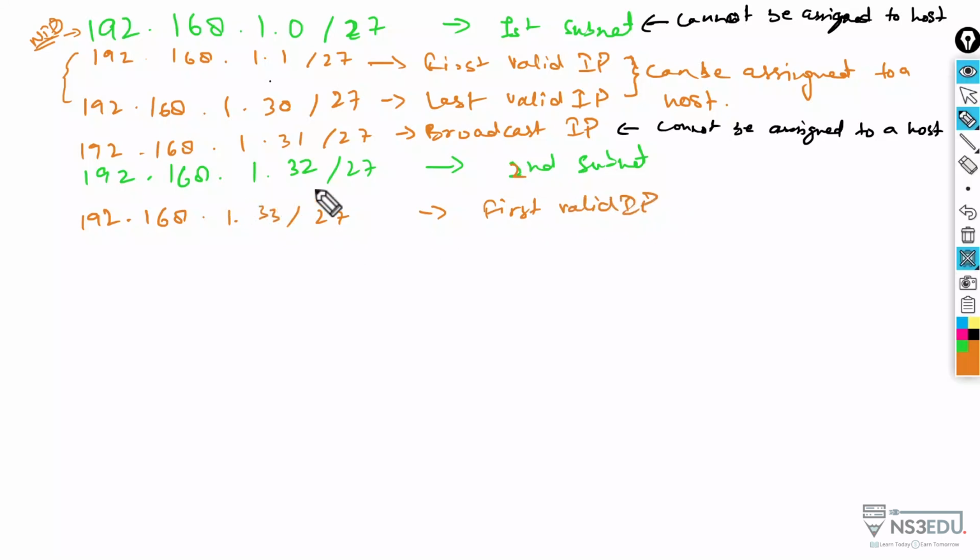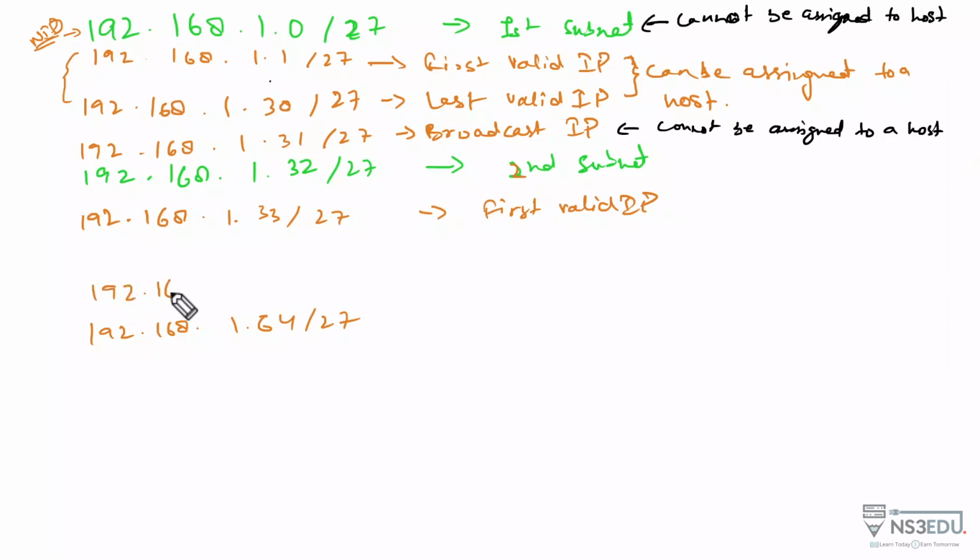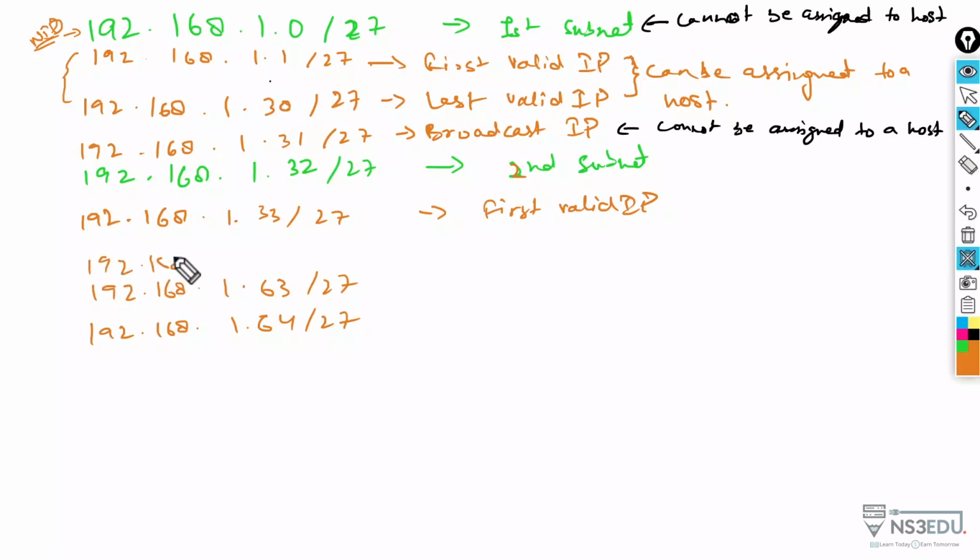Now if I want to know the last IP, we have this 1 dot. If I add 32 here, I need to add the block size again. We will get 64, so 63/27. Now there will be a bunch of IPs between this 32 and 62, so excuse me, 33 and 62. Those all are valid IP addresses, and they can be assigned to any host. This is the broadcast of the second subnet.